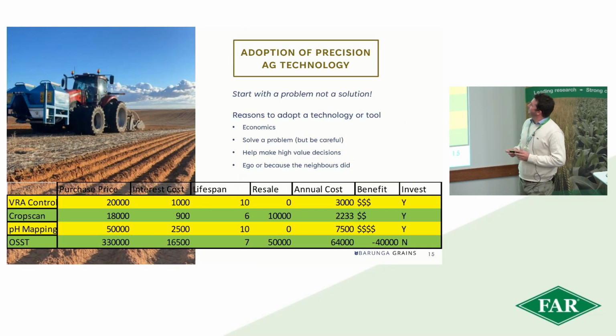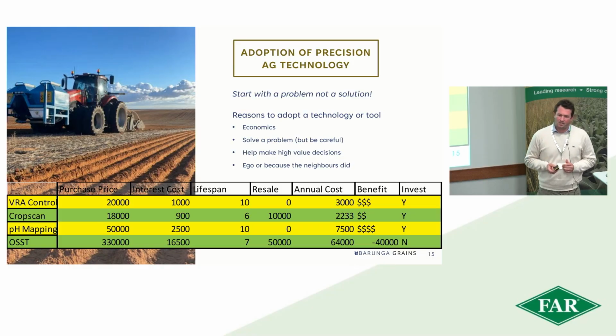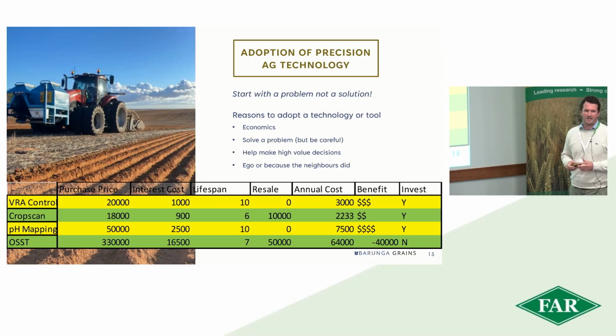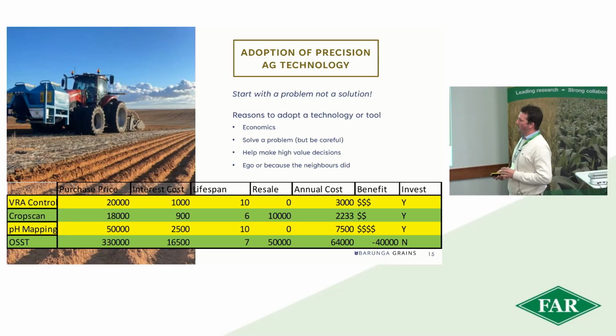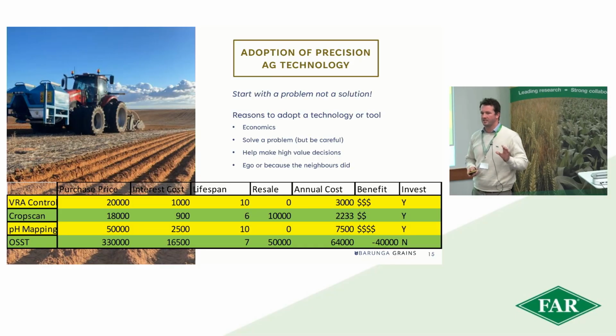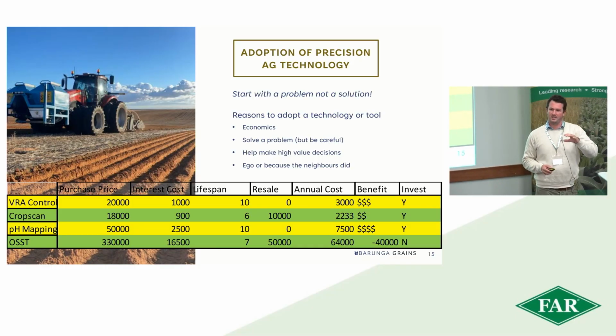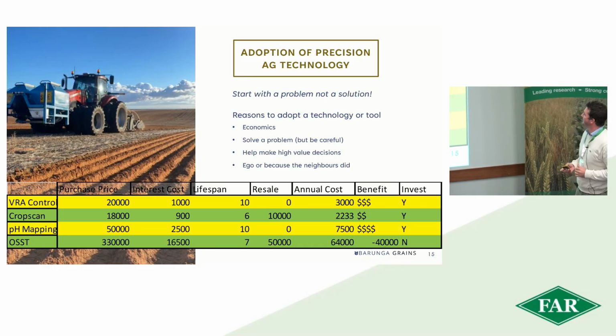So adoption of the precision ag technology. I reckon the main thing you've got to think of is you've got to start with a problem, not a solution. You guys might be sitting back thinking, oh yeah, I want to do what he's doing, that's great, but do you actually have a problem that I've got in South Australia? Probably not. So you've got to analyse your business and work out where your problems are, and don't listen to some rep that's going to tell you what your problems are, because you know what your problems are.